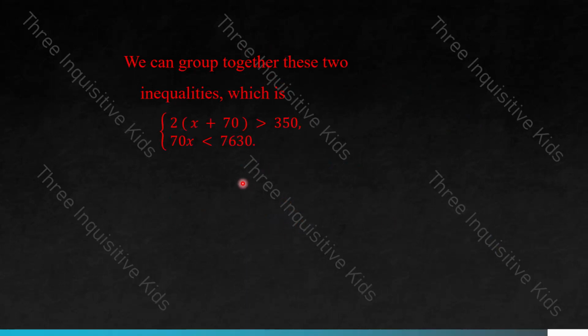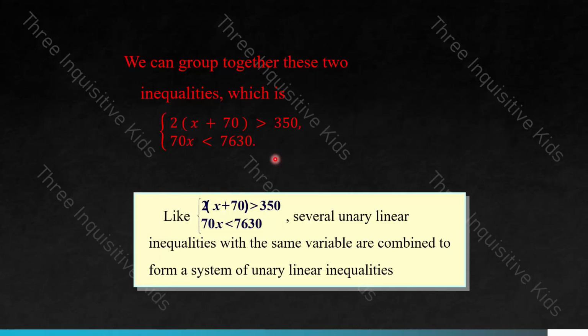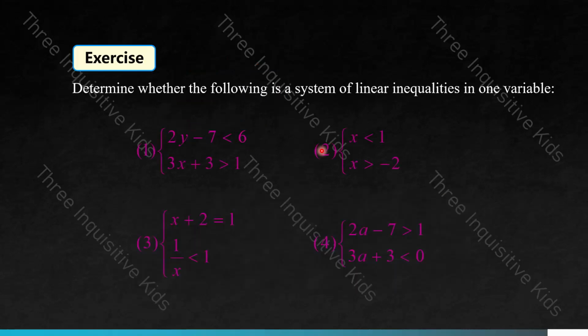So after grouping together these two inequalities using a bracket, we can simplify. But we don't know how to simplify it, and that's what we're going to get to later in this lesson. Like this inequality, several unary linear inequalities with the same variable can be combined to form a system of unary linear inequalities. Let's do an exercise first.